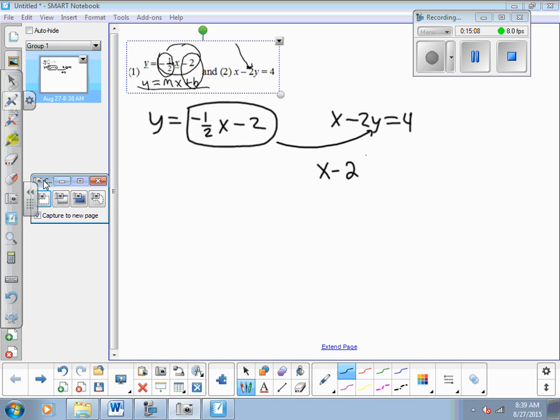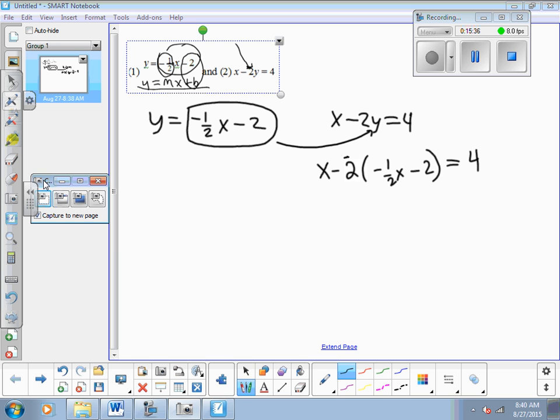So here's all I'm going to do. x minus 2, but instead of y, I'm going to plug in all of that. Perfect. All of that equals 4. Okay? Stop me right there if this doesn't make sense. Everybody okay now? And the reason why you do this is because you notice now there's no y's in this problem anymore.